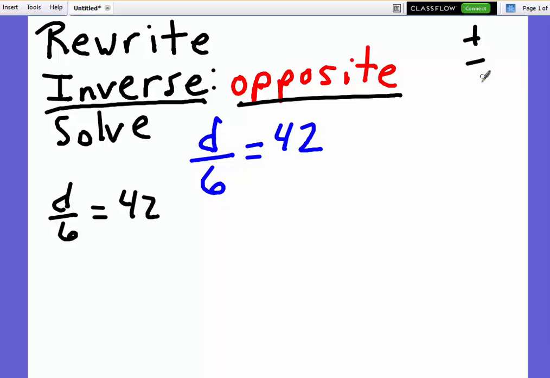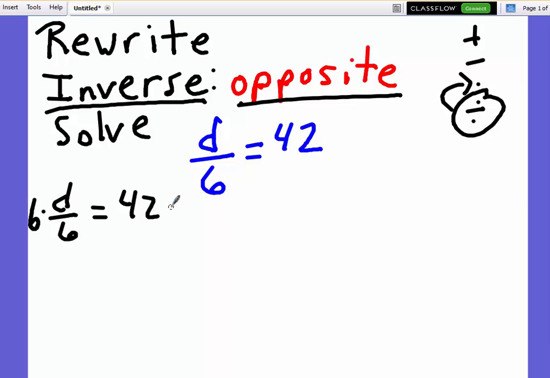Is it addition, subtraction, multiplication, or division? Well, I'm going to look. I don't see any of these signs, but I do know that a fraction bar is the same as division. So I know that this is d divided by 6. So I'm working with division. What is the opposite of division? It is multiplication. So I'm going to multiply. I look at where my variable is. My variable's on the left, and the number with my variable is a 6. So I'm going to multiply by 6.